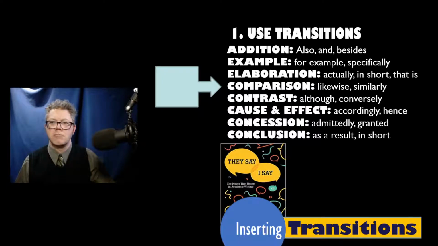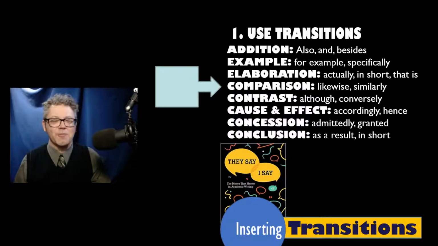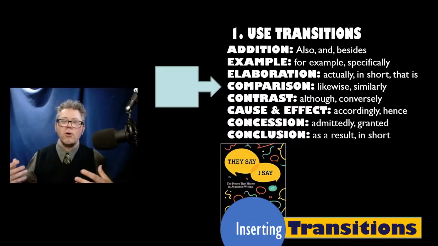Transitions of cause and effect: accordingly, hence. I don't use hence very much. I feel like hence is a little on the pretentious side, but maybe you want to use a hence every now and again. Throw a hence in there. The more that I say hence, the weirder the word feels. Concession. Making a concession. I concede. Admittedly, right? Admittedly, or granted.